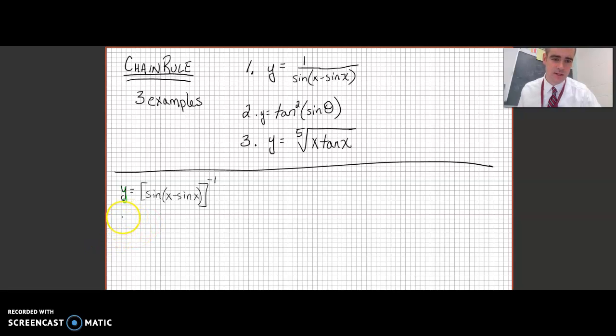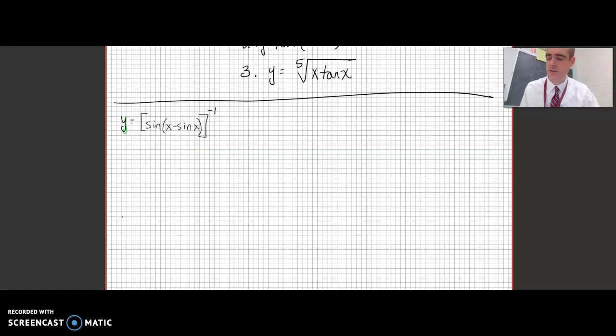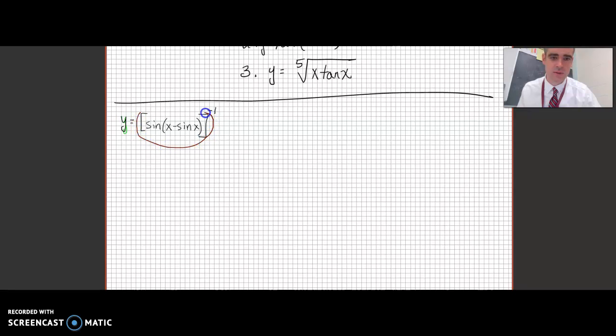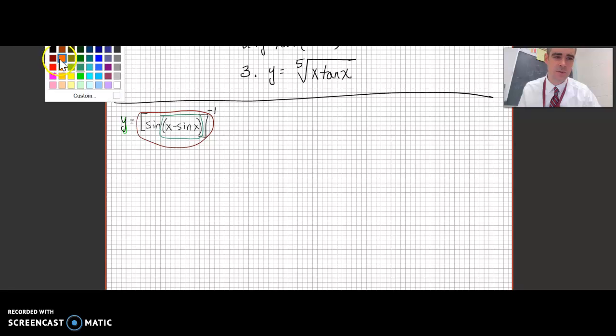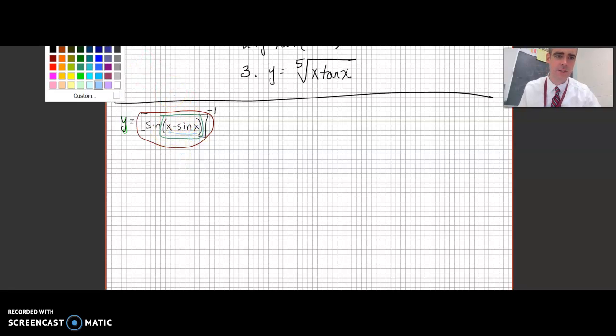And what the chain rule tells us is we're going to work through these step by step. So we're going to work from the outside function in. And hopefully it's kind of obvious to you guys that there are actually 3 different functions at play here. The first one is that all of this is being put to the negative 1 power. The second, as I work my way in, is the sine of this whole x minus the sine of x. And the third function, as I work my way all the way inside, is that x minus the sine of x.